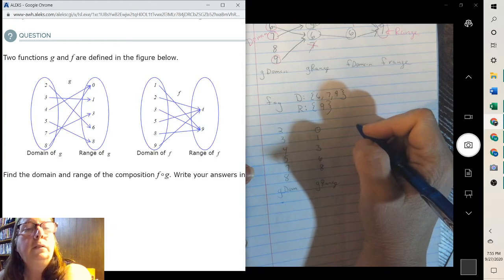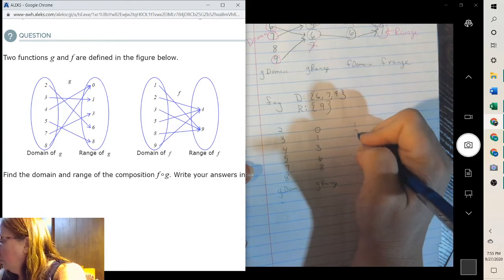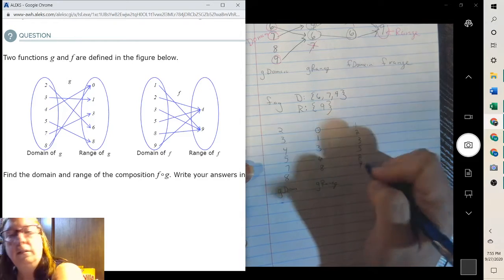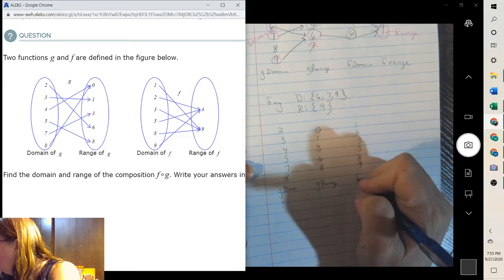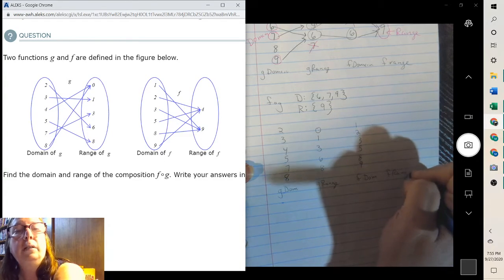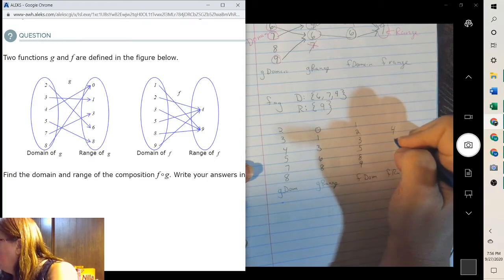Then we have 1, 2, 3, 5, 8, 9. And this is F's domain. And the range is 4 and 9.